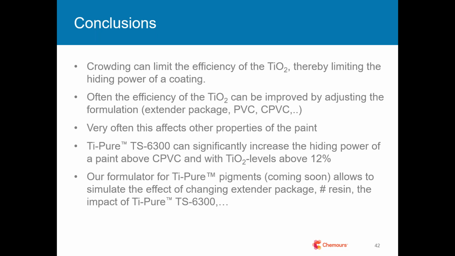The other thing from our side, what can we do? Well, we have a product called TiPure TS6300, and that can significantly increase the hiding power of a paint above the critical PVC and with TiO2 levels above 12%. So this grade is very efficient at the higher levels of titanium dioxide, above 12%. At lower levels, it doesn't bring the improvement of 20-30%. And at last, we have a formulator, which is still under development.